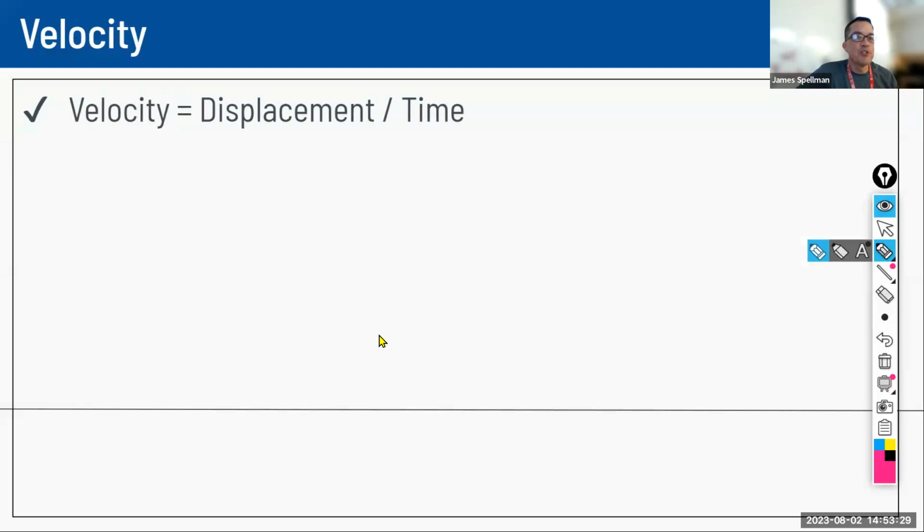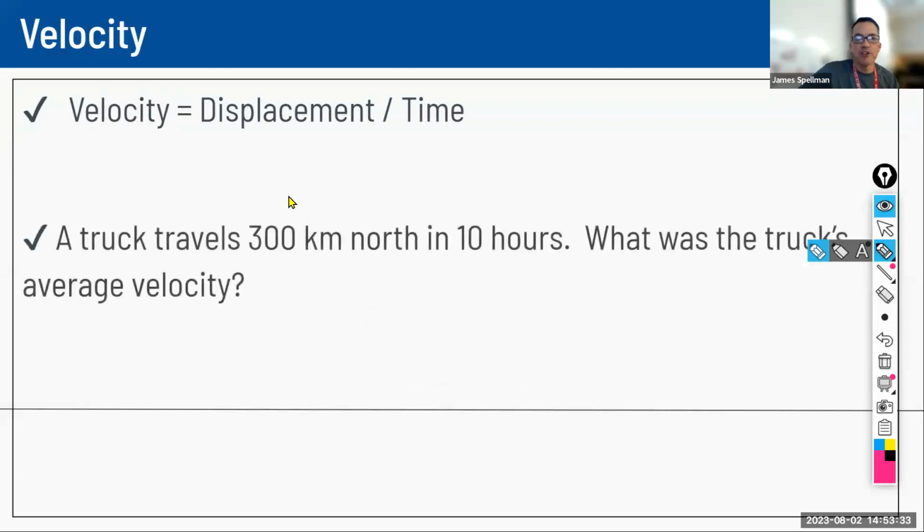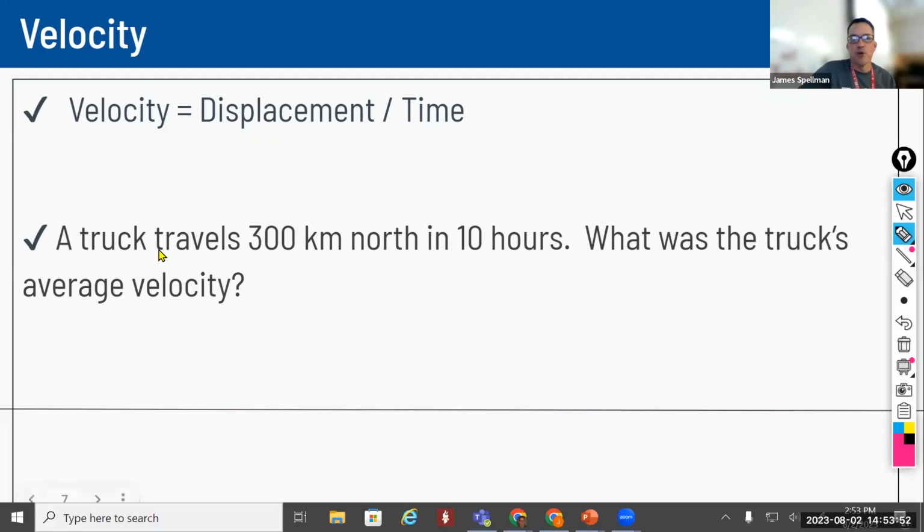Velocity is very similar to speed. In fact, in the English language, we use the two interchangeably, but velocity replaces distance with the word displacement. Notice it's a very subtle change, but remember, displacement has a direction to it, right? And so this is the difference between velocity and speed. They're both measures of how fast something is going, but velocity takes direction into account. So a lot of times mathematically, there's a really small difference.